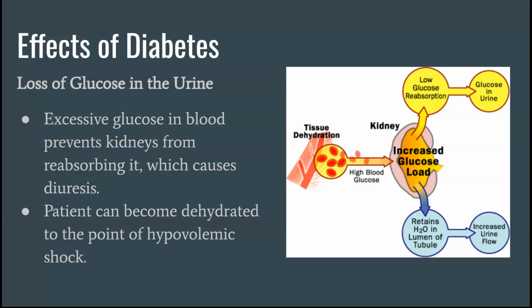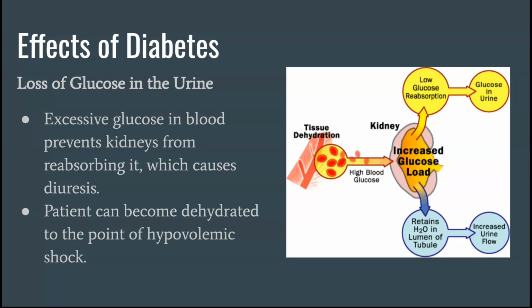So we kind of talked about this already, right? As the blood sugar goes up, the kidneys become responsible for getting rid of it. This can lead to severe dehydration, right? Because especially if the patient becomes altered at any time, they're unable to keep up with the amount of water that they need to keep their plasma levels high enough.